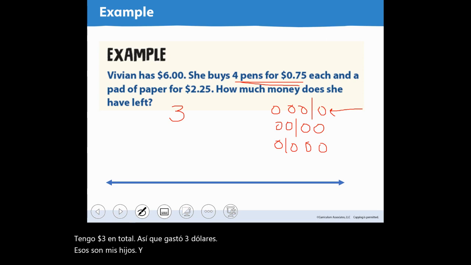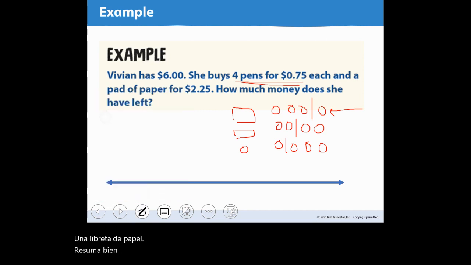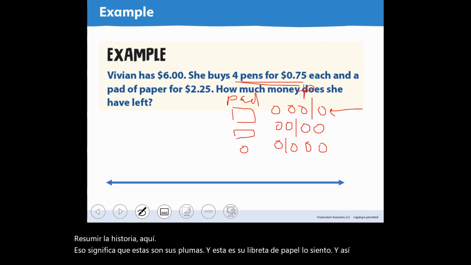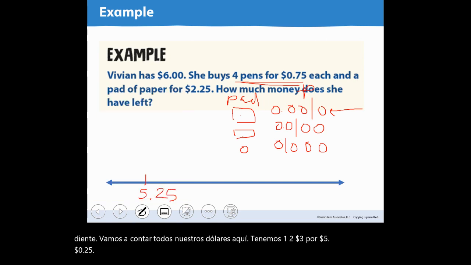And then the next thing she bought for $2.25 was a pad of paper. So I'm going to erase this 3 right here. So this is her pens and this is her pad of paper. Let's count our whole dollars here. We've got $1, $2, $3, $4, $5, and 25 cents. So she has $6 total.